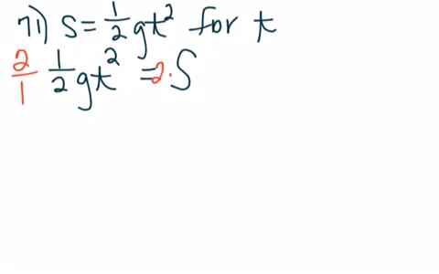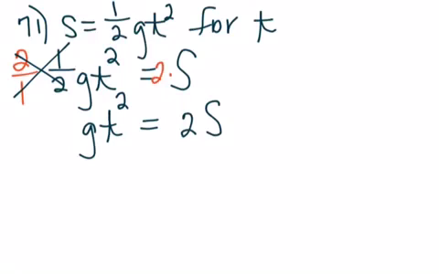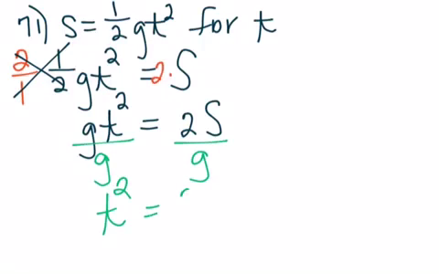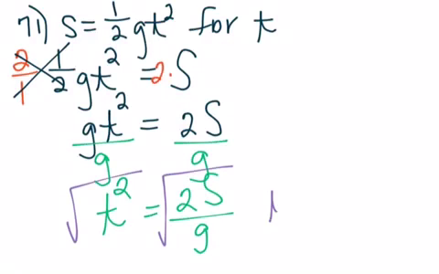But if we do it to one side, we have to do it to both sides. So then this cancels, because 2 over 2 becomes 1. So we have gt squared equals 2s. Then to get rid of the g, we need to divide both sides by g. So we have t squared equals 2s over g. And then to get t rather than t squared, I need to take the square root of both sides. So t equals, we wrote the square root, so it's plus or minus the square root of 2s over g.